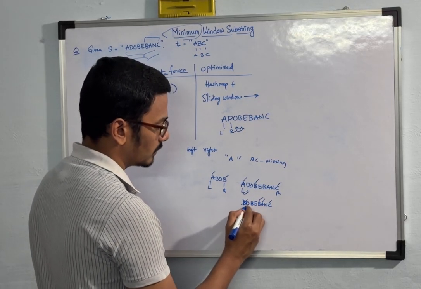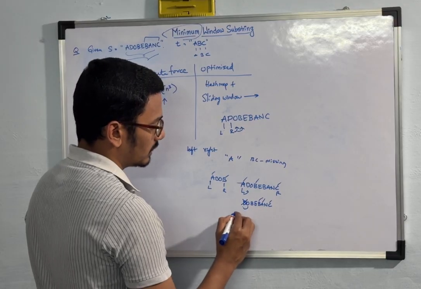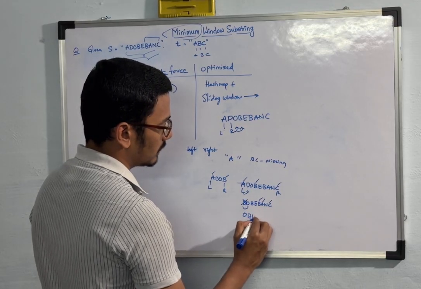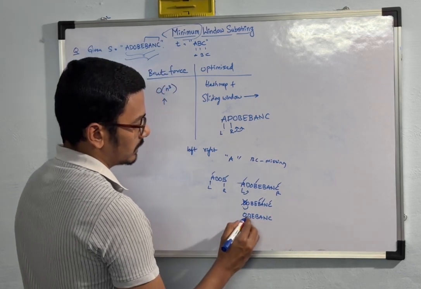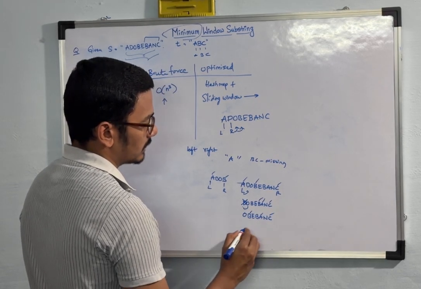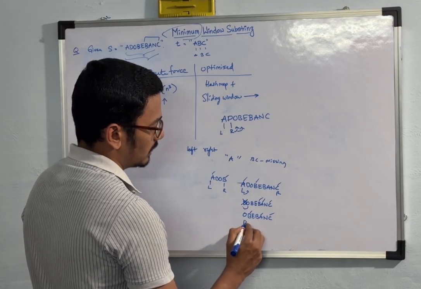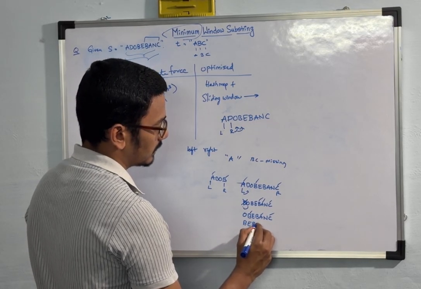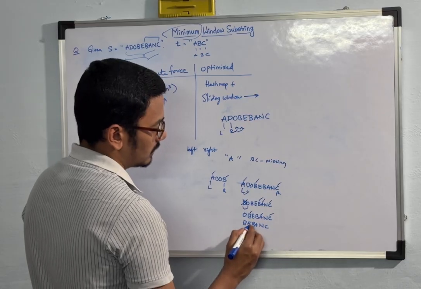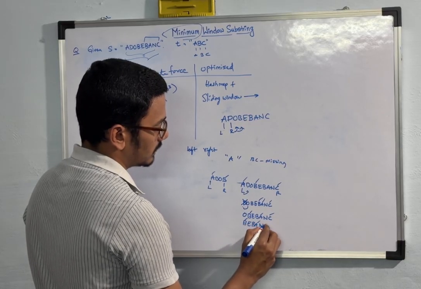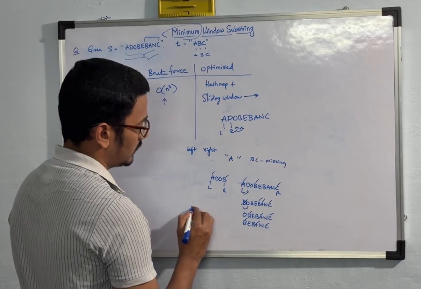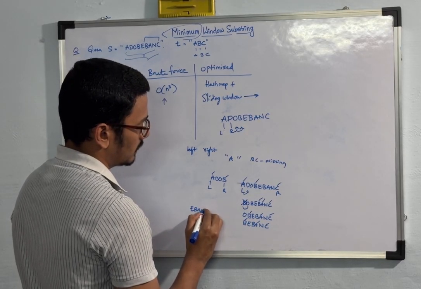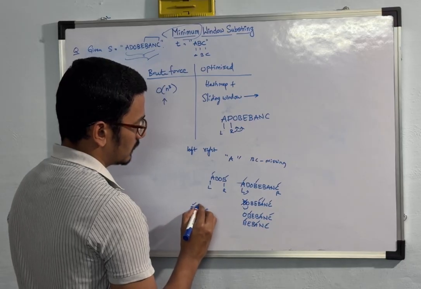I move left from D to here. So OBEBANC. Here also we have everything: B is there, A is there, C is there. Once again I'll shorten it. BEBANC. Here also everything is there: B is there, A is there, C is there. Once again I'll shorten it. EBANC. This is there, this is there.